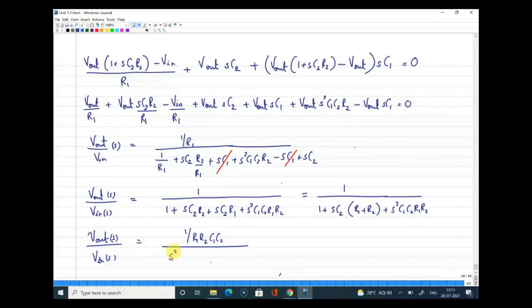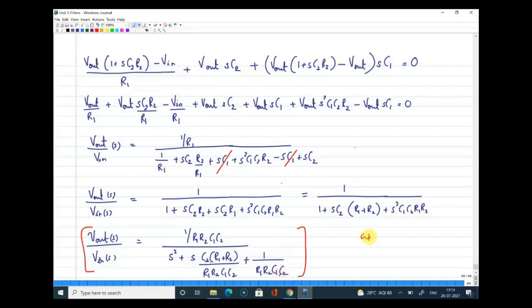So my S square term is free now. Then you have the S term, and with S you have C2 into R1 plus R2, but now I need to divide that with R1 R2 C1 C2, and plus you have one last term which is 1, so I need to divide it with R1 R2 C1 C2. Now what you are seeing on the screen as the last expression, let me just mark it in red. So this is of the form we have seen before.